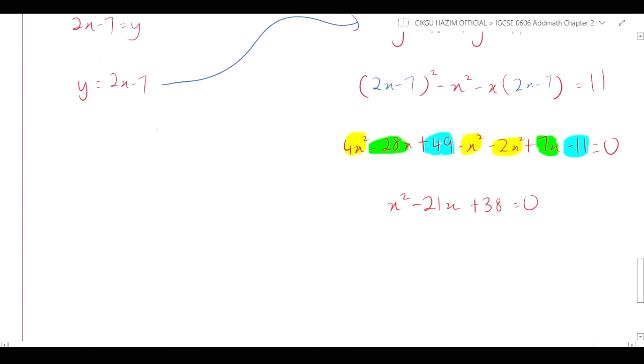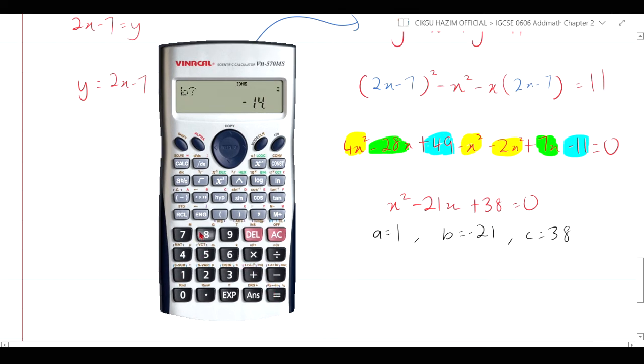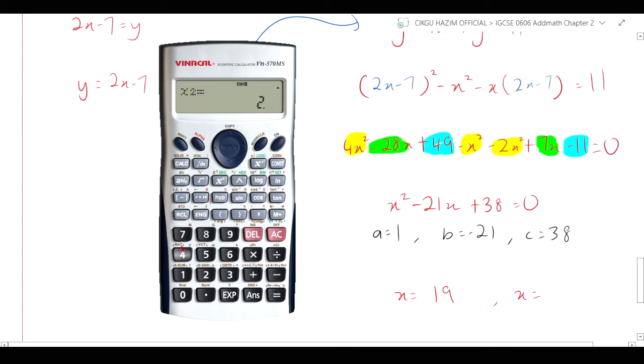And from here just press everything in the calculator. You should know that a equal to 1, b equal to negative 21, and c equal to 38. I'm going to show you how to do it in the calculator later, in the next video explaining how to use the calculator. So first of all, a equal to 1, b equal to negative 21, and c equal to 38. You're going to get x1 equal to 19 and x2 equal to 2.